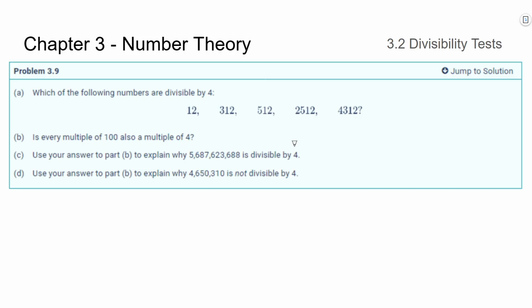All right, so which of the following numbers are divisible by 4? Okay, so if you've done divisibility tests, you know the easy way to do this. But let's go ahead and do this the hard way. So 12, is that divisible by 4? Absolutely, we know that. 12 divided by 4 is 3. No remainder, easy. All right, how about 312? Do we think that is divisible by 4? Let's see.